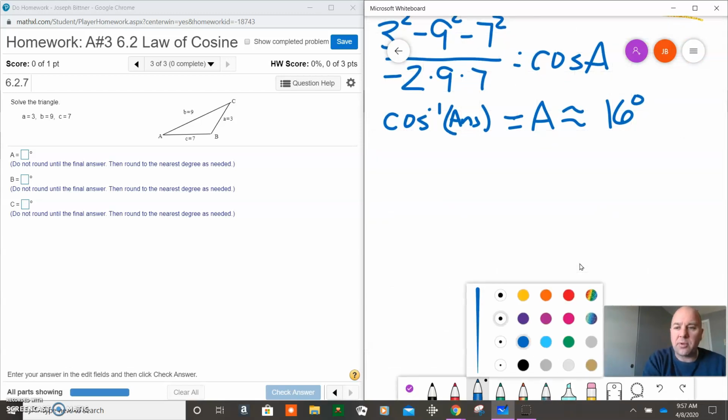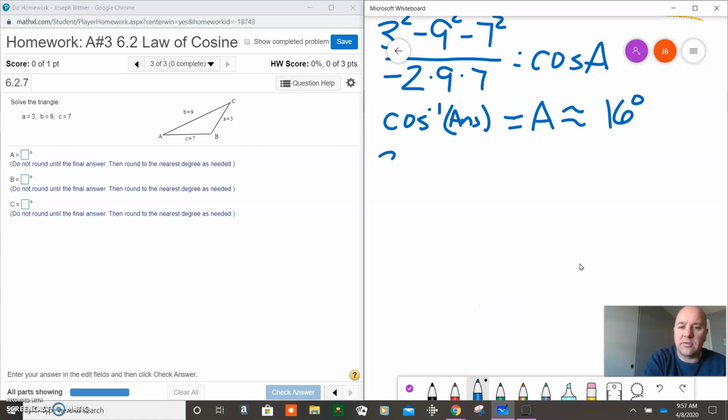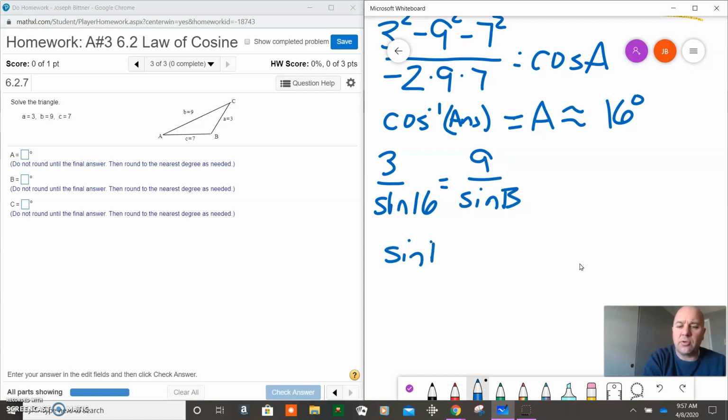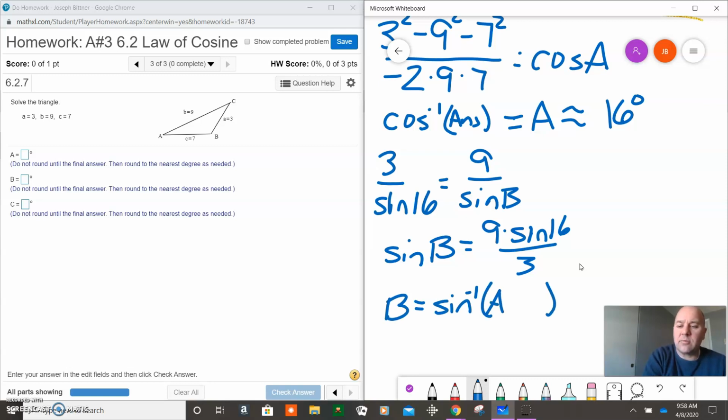Now that we have an opposite pair, I know little a and I know big A. I have an opposite pair. Go to law of sine. So it's going to be 3 over sine of 16. Let's go ahead and find B next, since it's the next one. 9 over sine of B. And again, you just have to cross multiply. So when you cross multiply, you get 9 times sine of 16 divided by 3. And you have to get rid of the sine. So do the inverse of that answer.